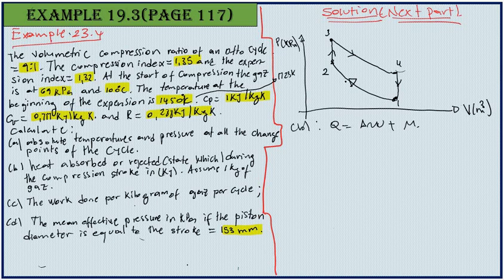For this process, if we look in the formula sheet, we are going to realize that the work done is given by, only for the adiabatic or polytropic process, P1 V1 minus P2 V2 divided by n minus 1, and then the change in internal energy is given by M, so here we need to use CV multiplied by the change in temperature, so the final temperature T2 minus the initial temperature T1.